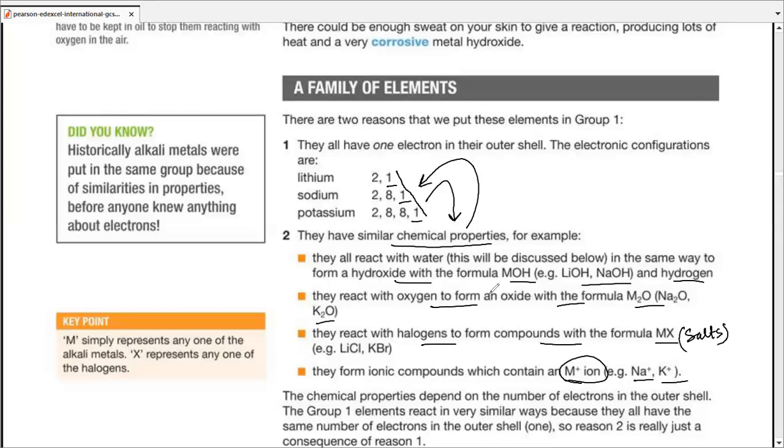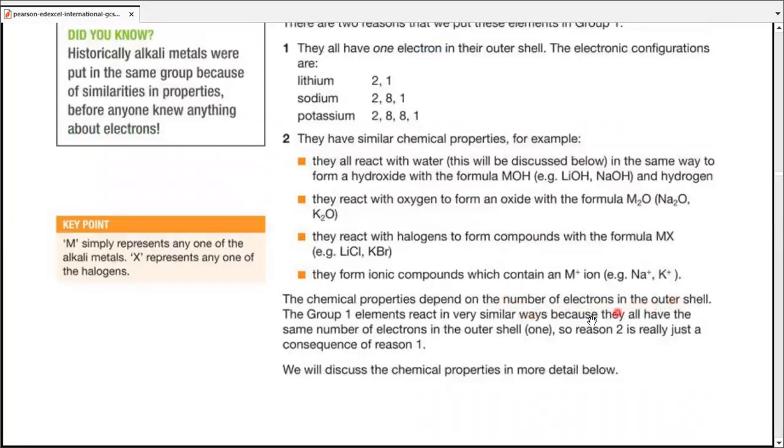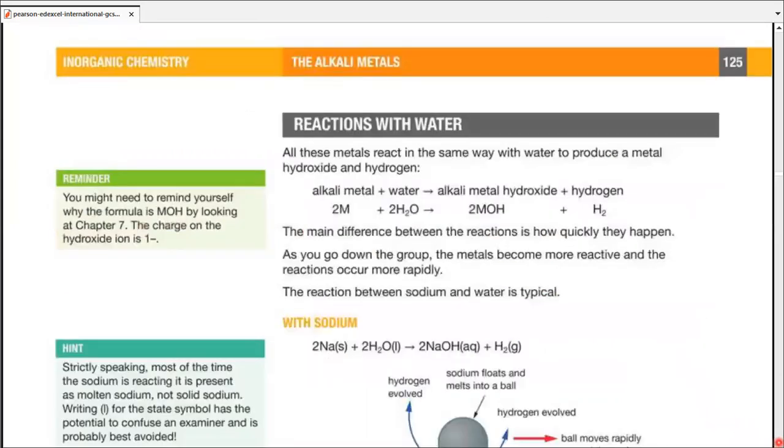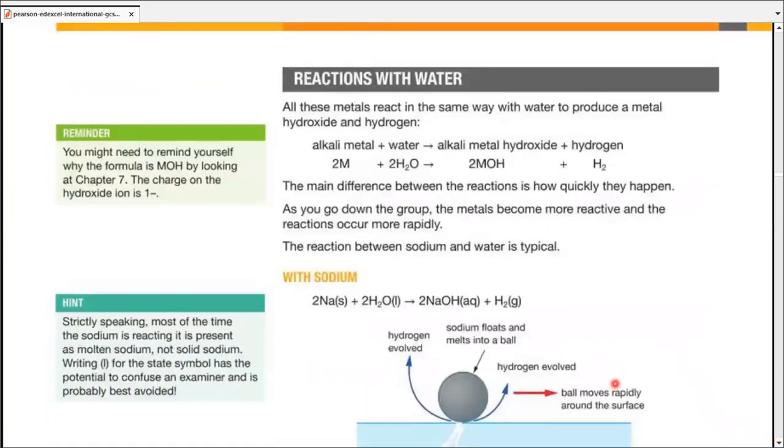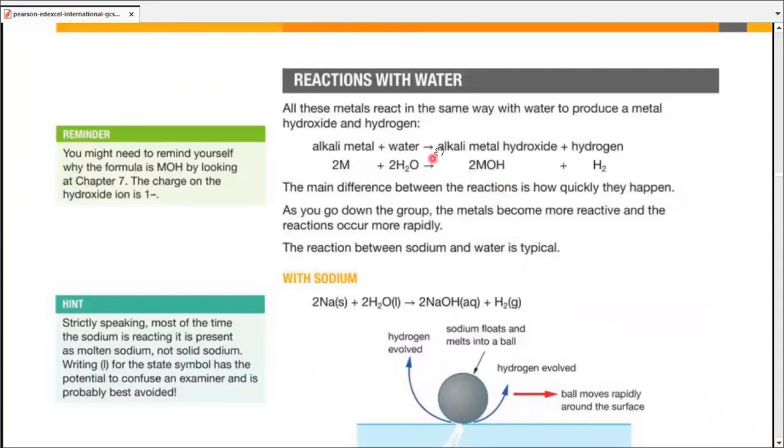we are familiar already. So moving on, the chemical properties depend upon the number of electrons in the outermost shell, something that I've just explained. So reason 2 is just a consequence of reason 1. Again, something in repetition, I've already said that. So let's start with reactions with water.